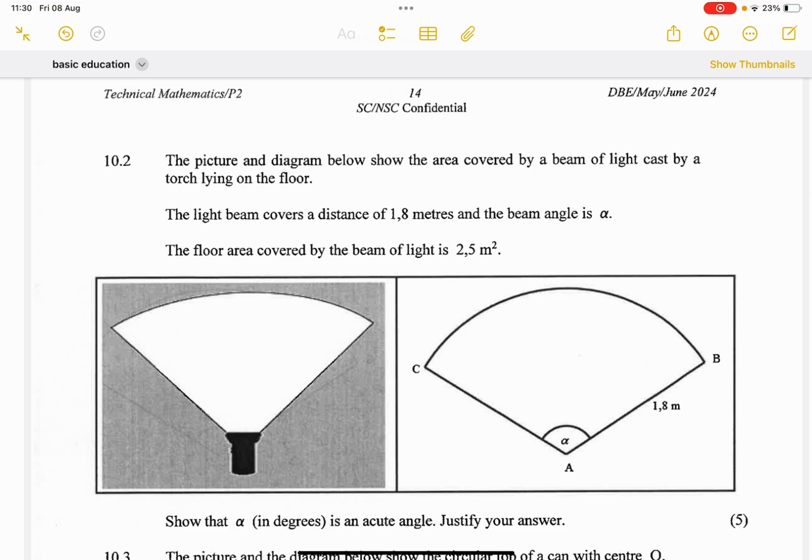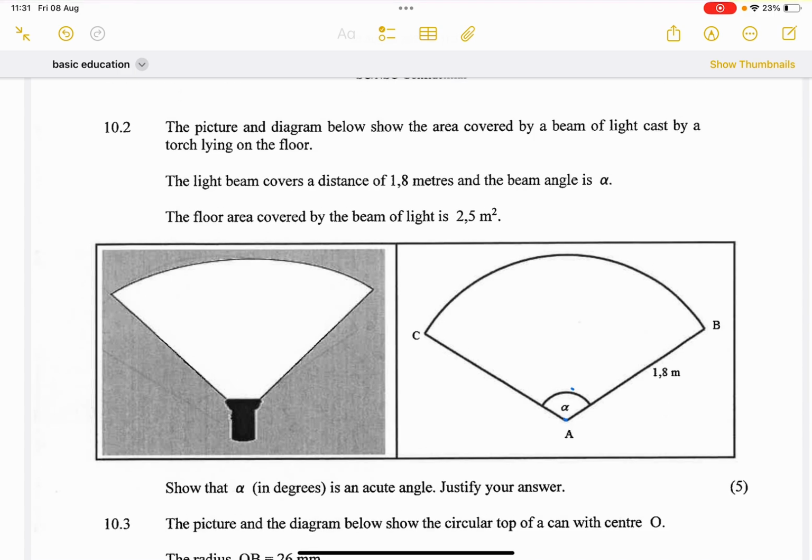They say the light beam covers a distance of 1.8 meters, and the beam angle is alpha. So there's our angle over there, and we know that the distance, or rather the radius, will be 1.8 meters. They say the floor area covered by the beam of light is 2.8 meters squared.